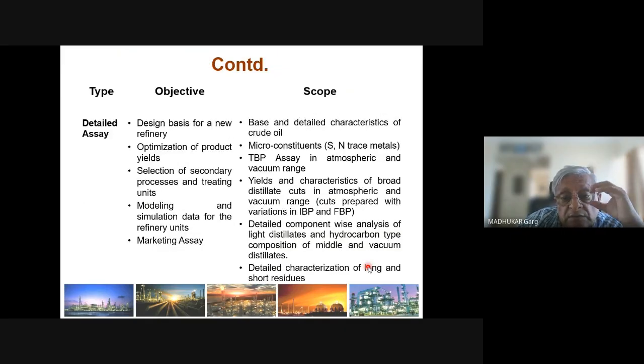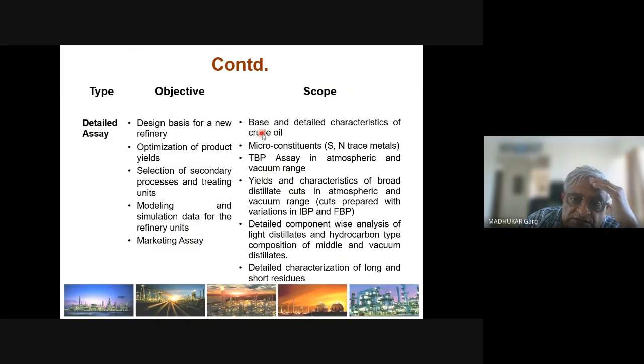But the third type is of course very detailed and it costs a lot of money. This is done by people who produce crude oil, like ONGC and Oil India Limited. They are producers of crude oil, and so they would like to get their crude oil benchmarked in terms of what exactly is the value of that crude oil for them to understand. So for that we do a complete detailed assay. Let me go through the scope and then I'll tell you the objective of why this detailed assay is done.